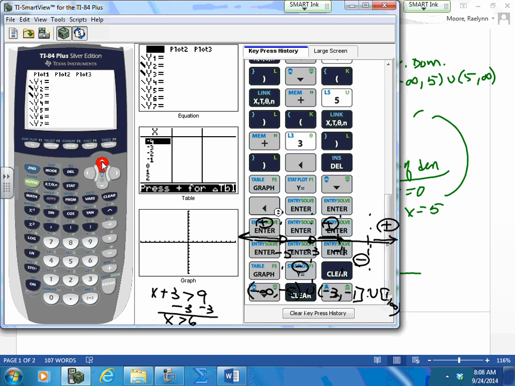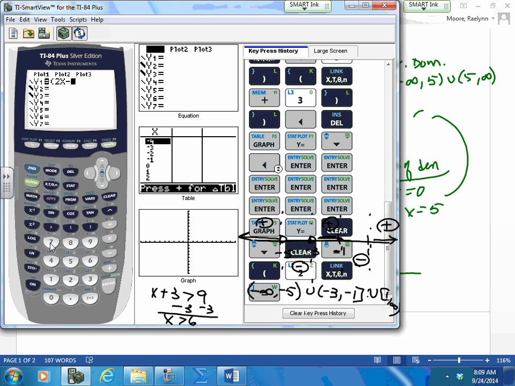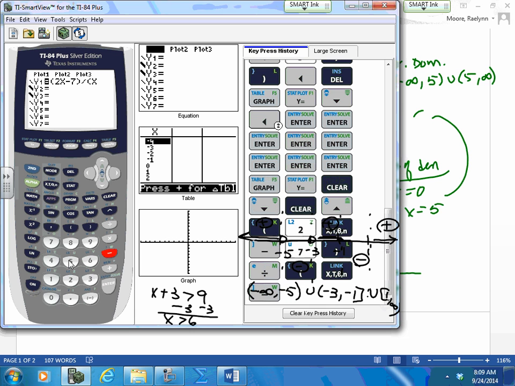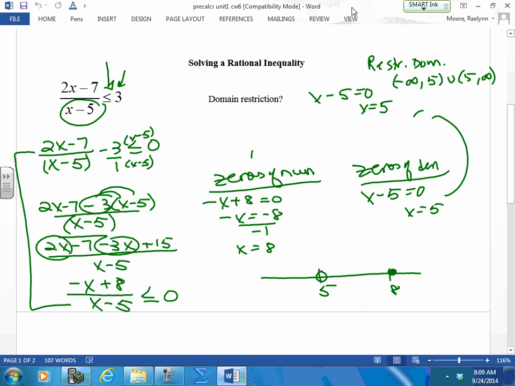So your first one is your original one on the one side. You're going to say 2x minus 7 divided by x minus 5 minus 3. Everything has to be to one side, right? That's when we moved it over. This is the one we took here. As soon as we moved it over to this side, we take that one.